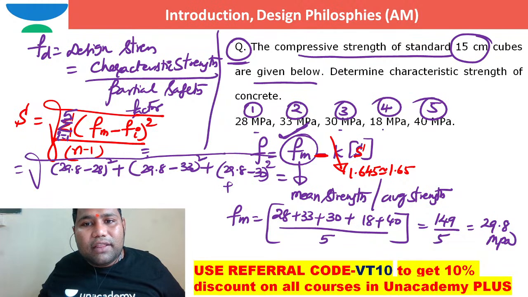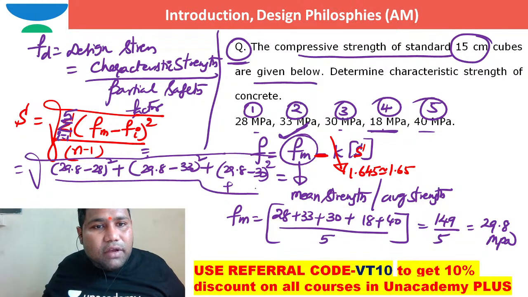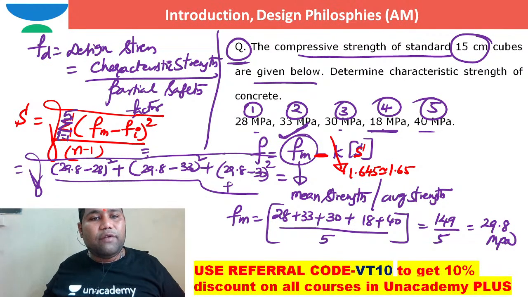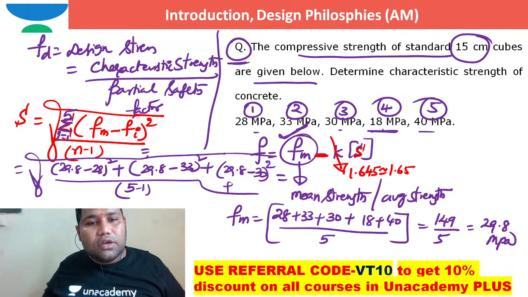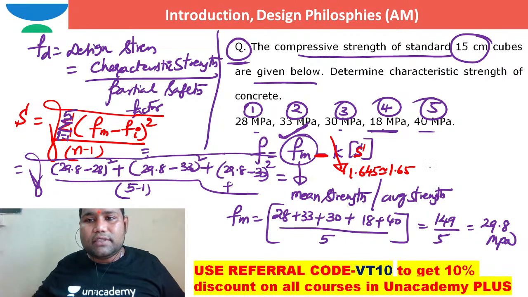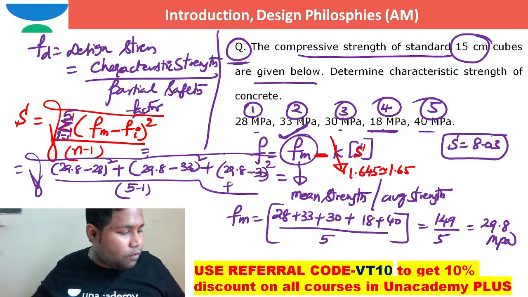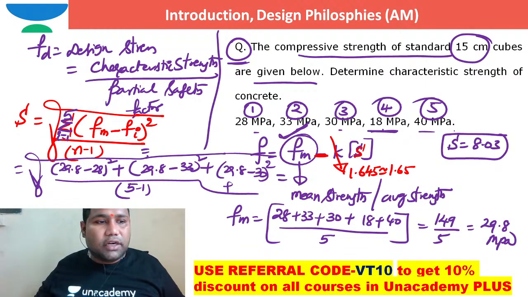Like that, for the other remaining samples I also need to do the same. So the whole thing is divided by n minus 1. N is the number of observations, which is 5, so I can write 5 minus 1. The answer is 4. So the value of this S is 8.03. This is how you can work it out. If you want, you can check that one. It's not at all a big deal.